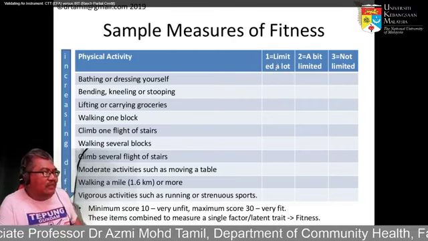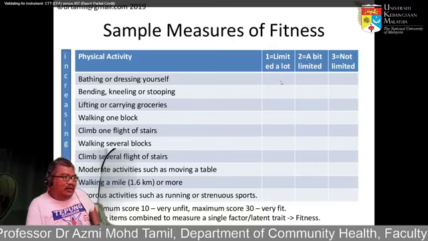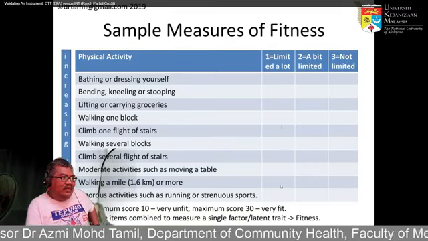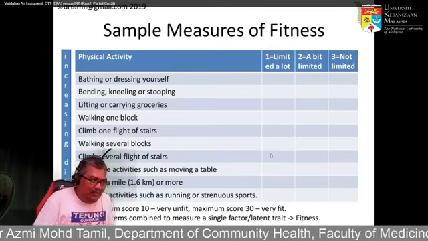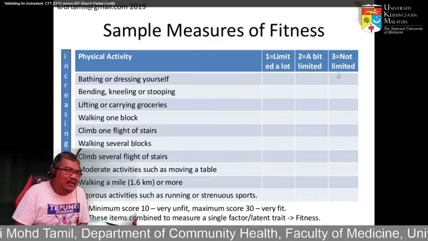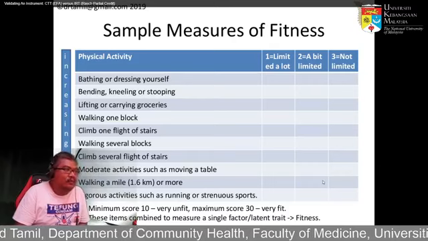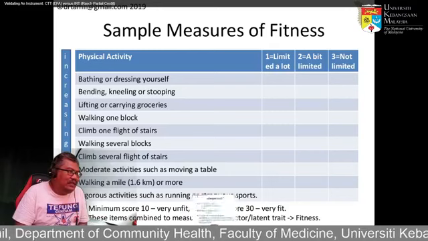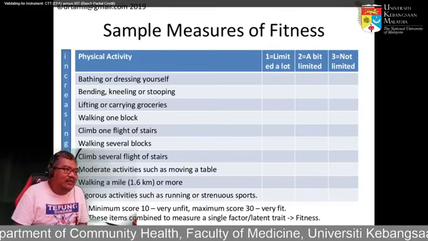So the lowest possible mark here is 10. Why? Because 1, 2, 3, 4, 5, 6, 7, 8, 9, 10. There are 10 questions. So the lowest mark is 10. The highest mark is 30. Okay? 3 times 10 is 30. Okay, so these items are combined to measure a single factor or latent trait here, which is fitness.